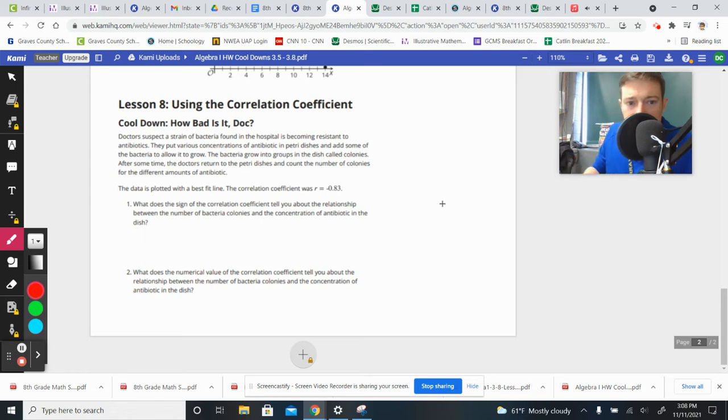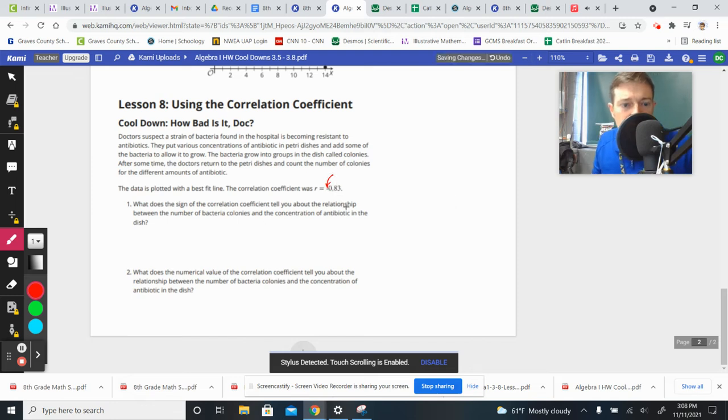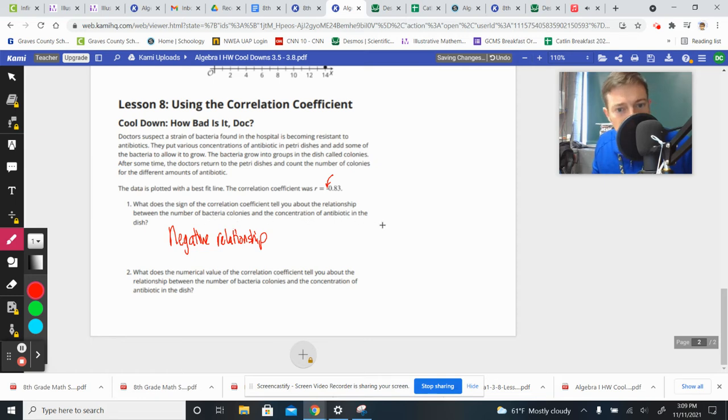What does the sign of the correlation coefficient, so we're talking about the positive, negative sign here, tell us about the relationship between the number of bacteria colonies and the concentration of antibiotic in the dish? It tells us that it has a negative relationship. As the number of bacteria colonies increases, the concentration of antibiotic decreases, or vice versa, as the concentration of antibiotic increases, the bacteria colonies decrease.